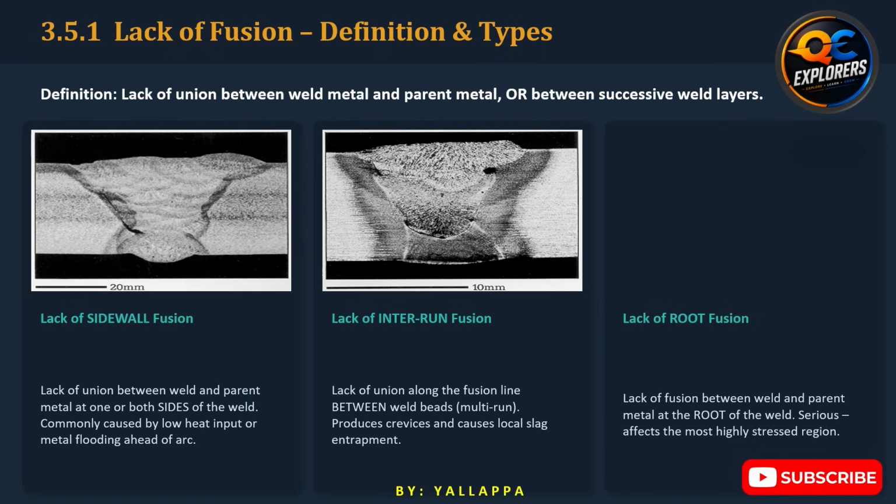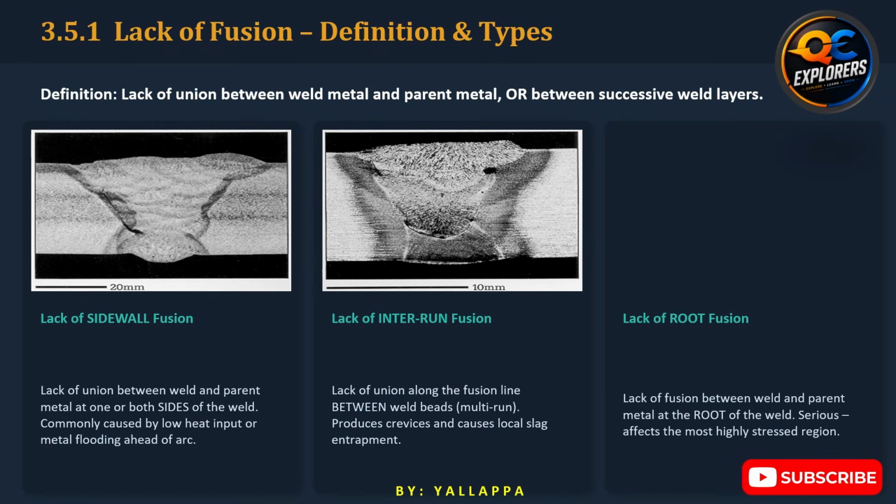Lack of fusion is the absence of the required union between weld metal and parent metal, or between successive weld layers. There are three major types shown here. The first is lack of sidewall fusion. This occurs when the weld does not properly fuse with one or both sides of the joint preparation. The second is lack of inter-run fusion. This occurs between successive weld beads in a multipass weld. The third is lack of root fusion. This occurs at the root of the weld.